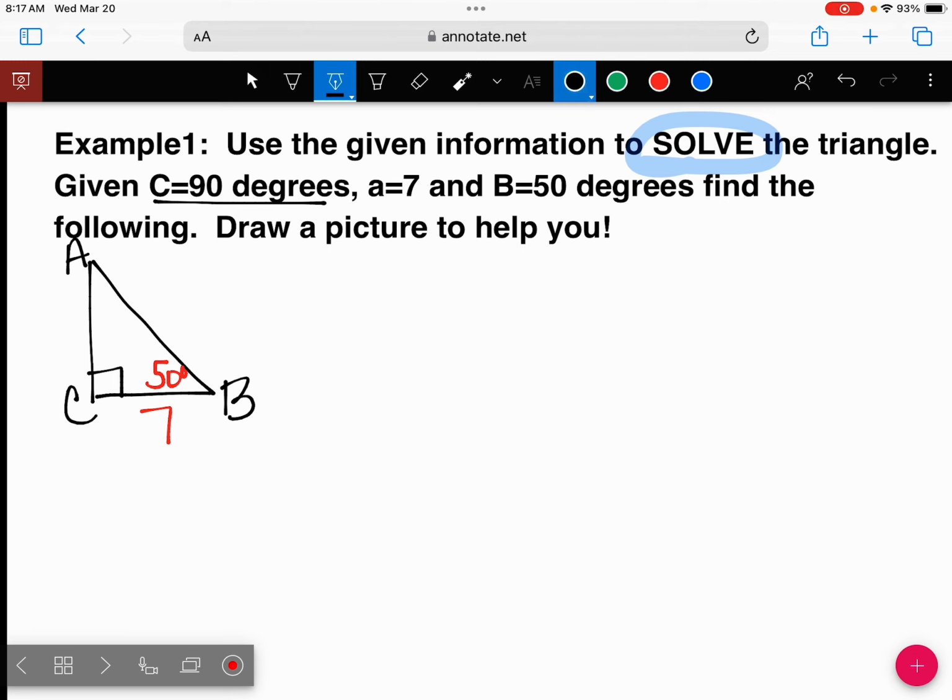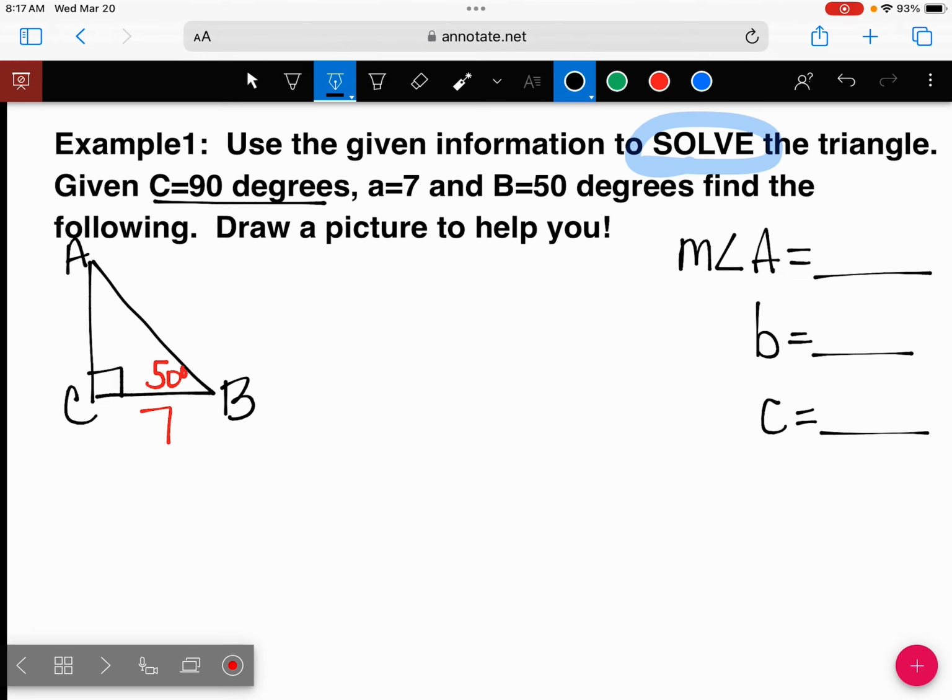So that's all we know, which means that we're trying to find the measure of angle A. We're also trying to find little a. And we're trying to find not little a. We already know little a. So we're trying to find little b, and we're trying to find little c. So the easiest to find would probably be A.